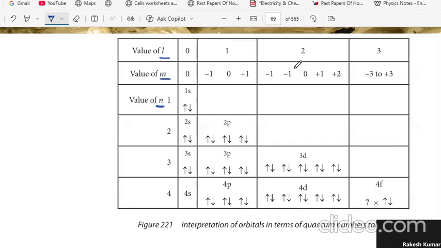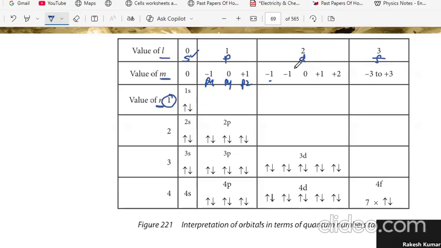This can take a value depending on n. If n is 1, it will take a value 0. And if it takes 0, you will have only one S. If it's 1, it will be P, and if it's 2, it's D, and if it's 3, it's F. Now each of these has got three magnetic quantum numbers. P will have three. There's a reason for that, I'll explain later. This is Px, Py, Pz.